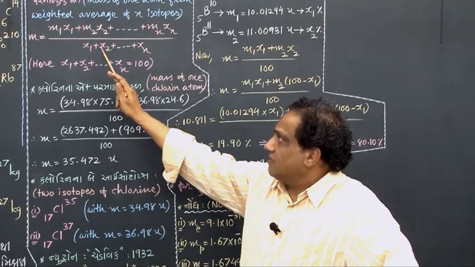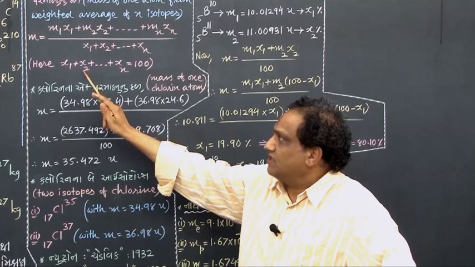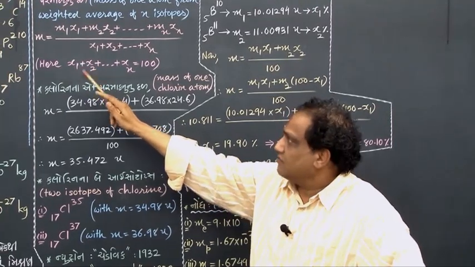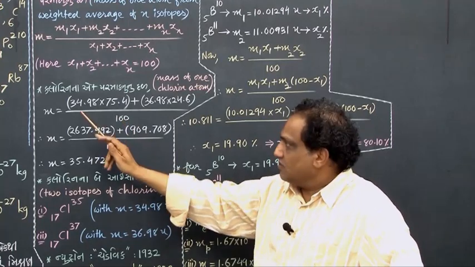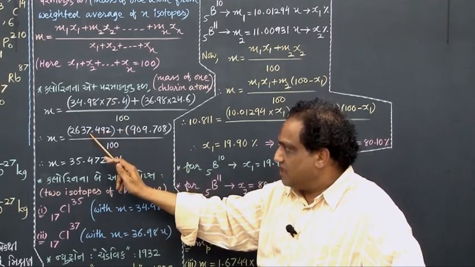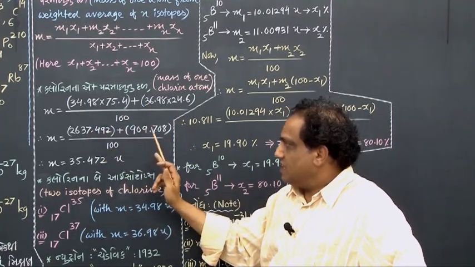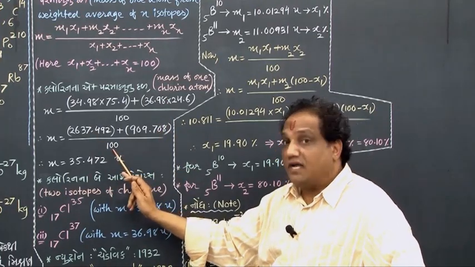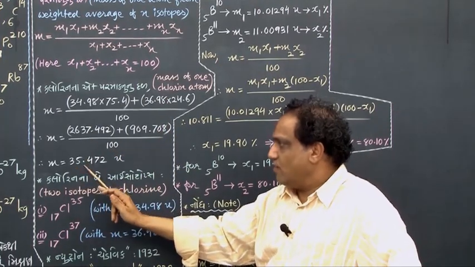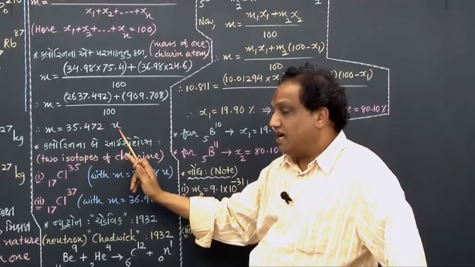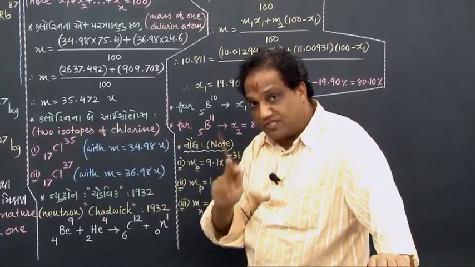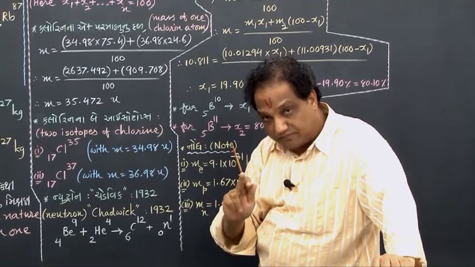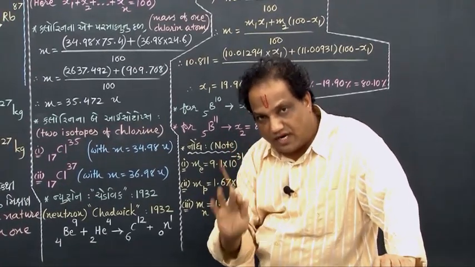And the denominator is x1 plus x2. As I said, if you stop this addition at the second term, then x1 plus x2 will be 100. So I am just dividing by 100. Now simplify this. This into this is this much. This into this is this much. And this summation divided by 100. Answer is 35.472 atomic mass unit. What is this? Mass of a single chlorine atom. Got it?